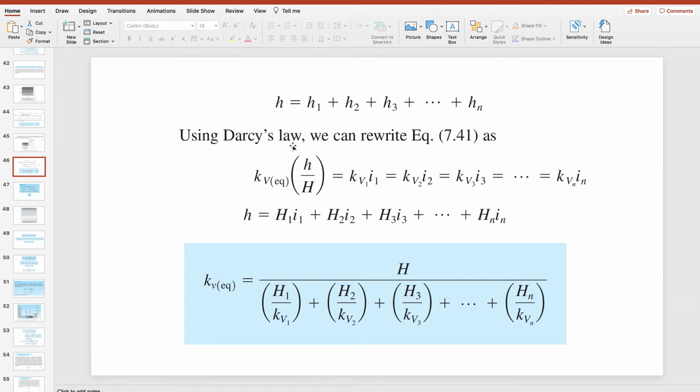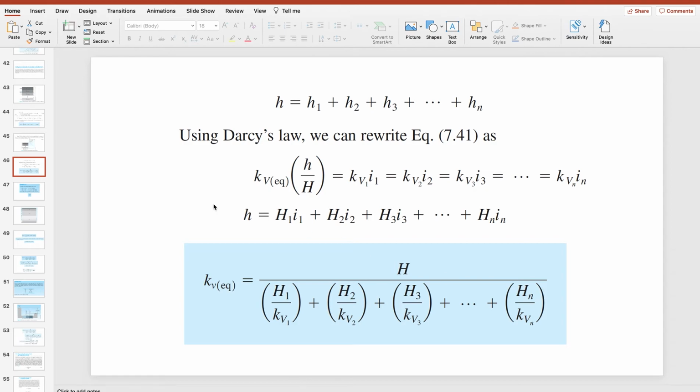So using Darcy's law, we can rewrite the equation where H is equivalent to H sub 1, H sub 2, H sub 3, up to H sub N. Okay? So for the vertical, we are given the equation as K vertical is equivalent to the total height divided by the individual height divided by the K sub V. So H divided by H sub 1 divided by K sub V sub 1 plus up to H sub N divided by K sub V sub N.